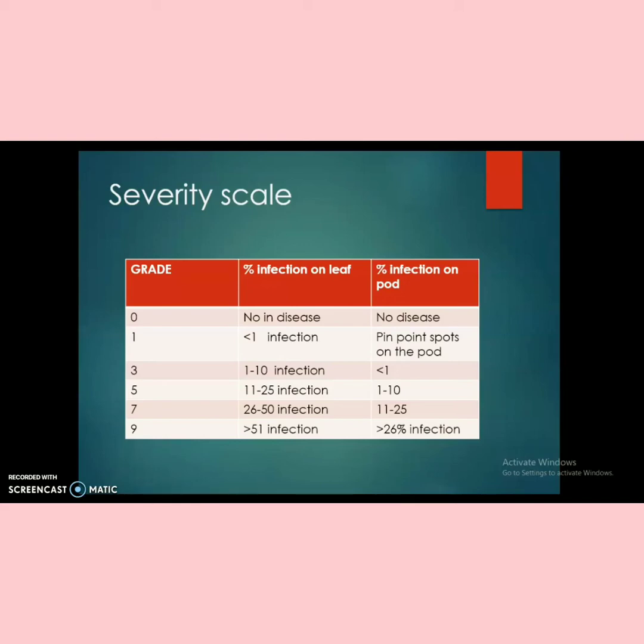So if the grade is 9, 9 is our maximum grade. On the leaf the infection is more than 51%, and on the pod it is more than 26% infection. So here in our descriptive scale, the maximum grade is 9, which has more than 50% infection on the leaf and more than 25% infection on the pod.